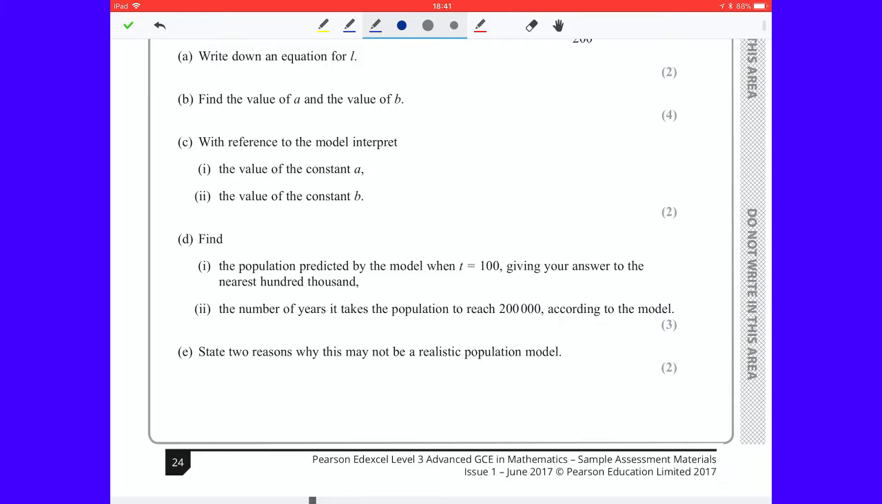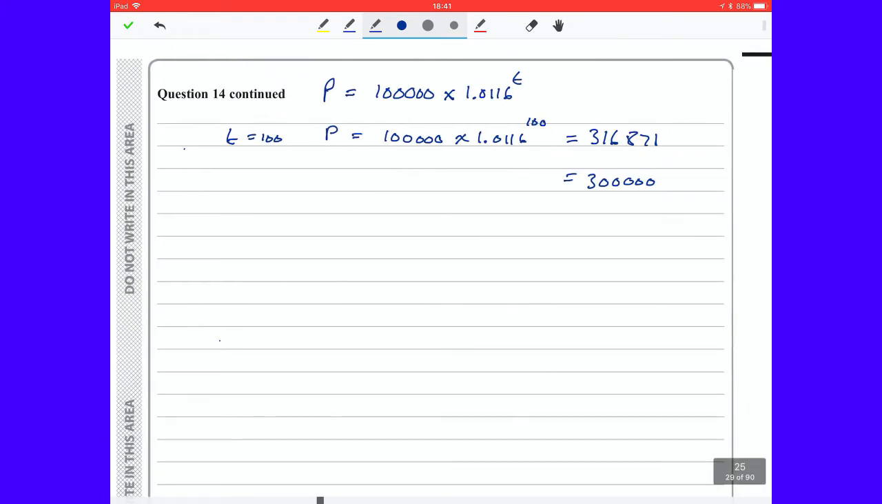The second part of D, find the number of years it takes for the population to reach 200,000 according to the model. So this time we know P. P is 200,000. And that has to be 100,000 multiplied by 1.0116 to the power T. So if we divide by the 100,000, we'll get 200,000 divided by 100,000, which is just 2, and that's equal to 1.0116 to the power T.